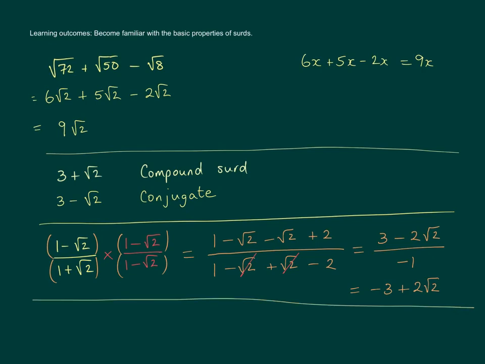And just one final point on surds. If you have something like a root 2 plus b root 3 equals c root 2 plus d root 3, then whatever is in front of the root 2 on the left must equal whatever is in front of root 2 on the right. So a is equal to c and b is equal to d.